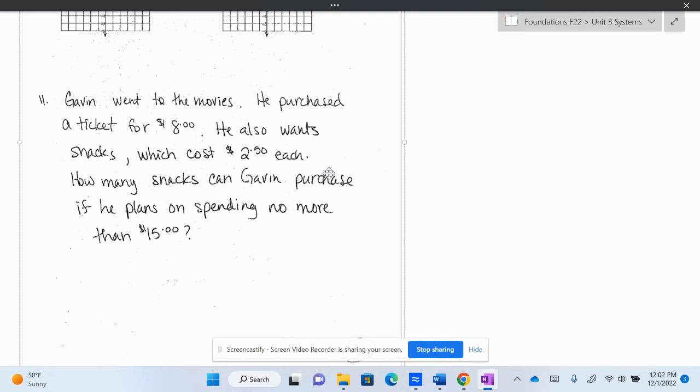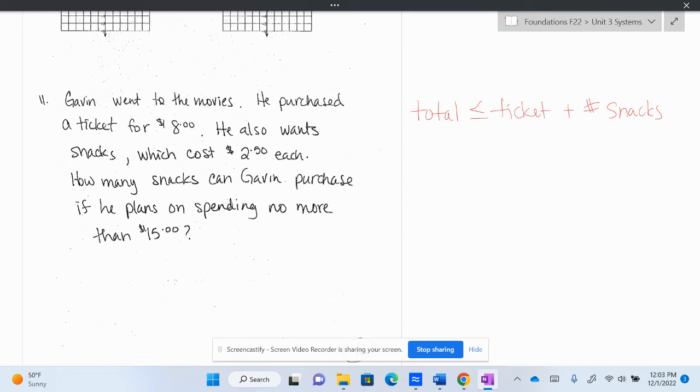So what symbol is that? Let's think about what this means. This means that the total can be no more than. What does that mean? Less than or equal to. Good job. So the total has to be less than or equal to the cost of a ticket plus his specific number of snacks. So we're trying to figure out how many snacks he could potentially buy, right? Or write an inequality for that.